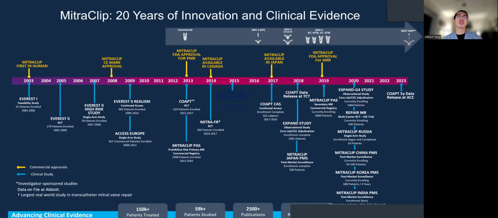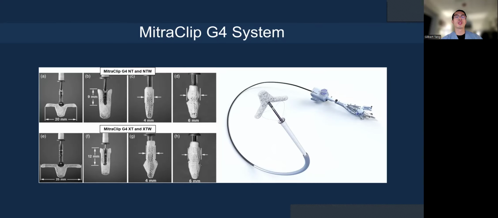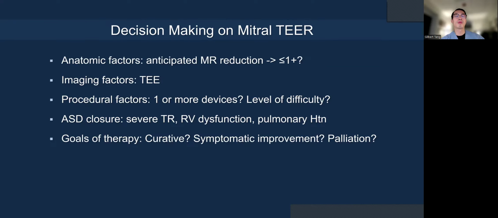So as a result, the MitraClip has been around for over 20 years, with lots of data being presented over the past 2 decades, and also newer generation devices being available. And you can see the current iteration is the MitraClip G4 system with 4 clip sizes to choose from to optimize the repair and customize it.